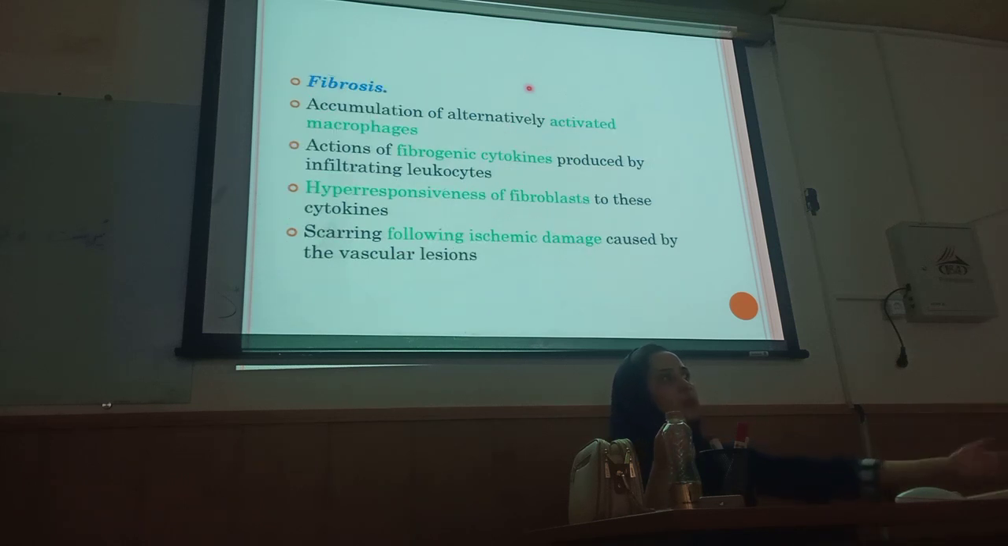And we have fibrosis because of accumulation of alternatively activated macrophages. What were these kinds of macrophages? We had M1 macrophages and M2 macrophages. M2 were the alternative pathway, which were important in healing, in fibrosis. And we have these kinds of macrophages, we have fibrogenic cytokines, and we have hyper-responsiveness of fibroblasts to these cytokines. So not only are cytokines produced, but also fibroblasts are more sensitive to these cytokines.